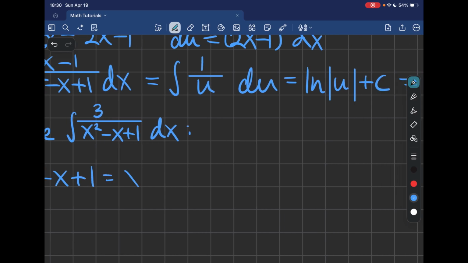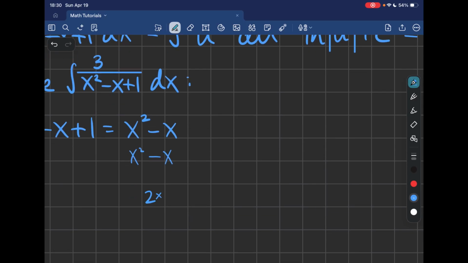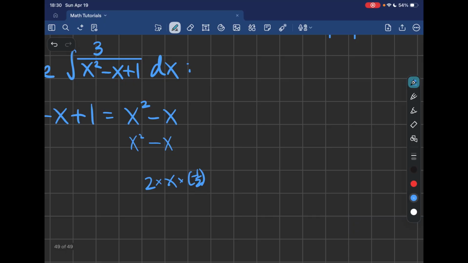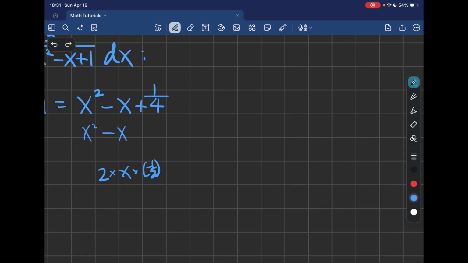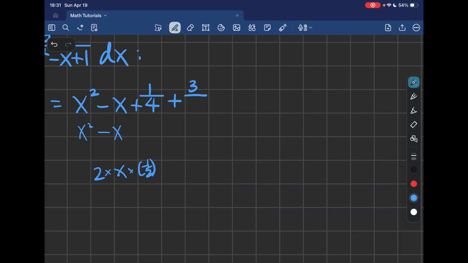equals, if we want to complete a square, so we have x to the power of 2 minus x, so that is like 2 times x times something, right? That should be negative 1 over 2. So here we have x to the power of 2, so now we should also have negative 1 over 2 to the power of 2, right? So that becomes plus 1 over 4. And since we have 1 here, we should add 3 over 4 here.